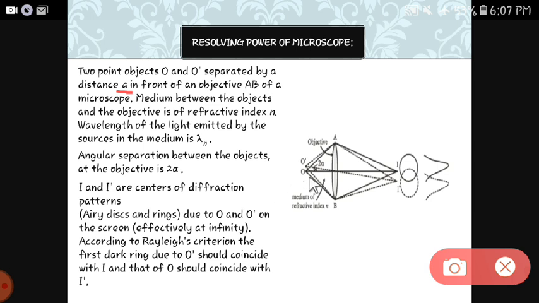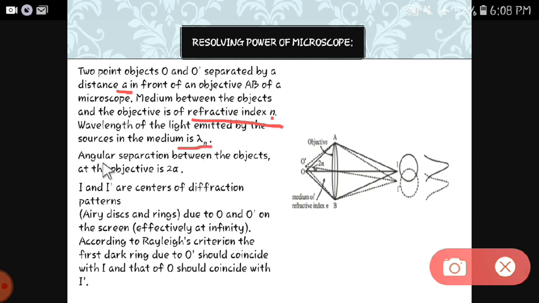Now what is the medium between the objective and the object? We are going to consider it has the refractive index n. The wavelength of light which is emitted by the source in the medium is lambda n, because inside a medium which has refractive index n, the light is traveling, so we are going to consider this as lambda n.